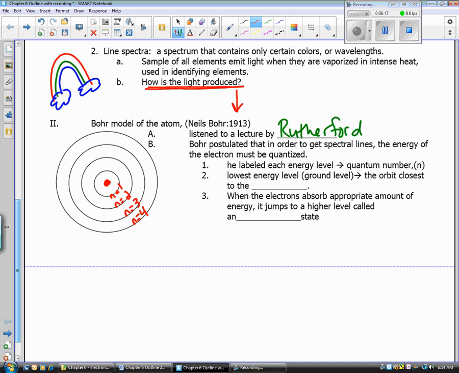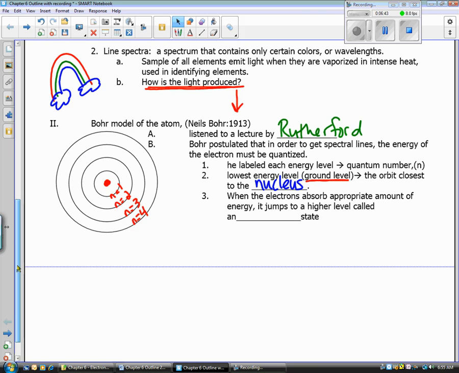So he gave each level a separate number, all the way up to 7. Each one got a different number. Starting near the nucleus is 1, all the way out is 7. And the lowest energy level is the one that orbits closest to the nucleus. Now, he said that that's where they normally are. And when they're normally just relaxing there, it's called the ground state. When they're just relaxing, nothing's going on.